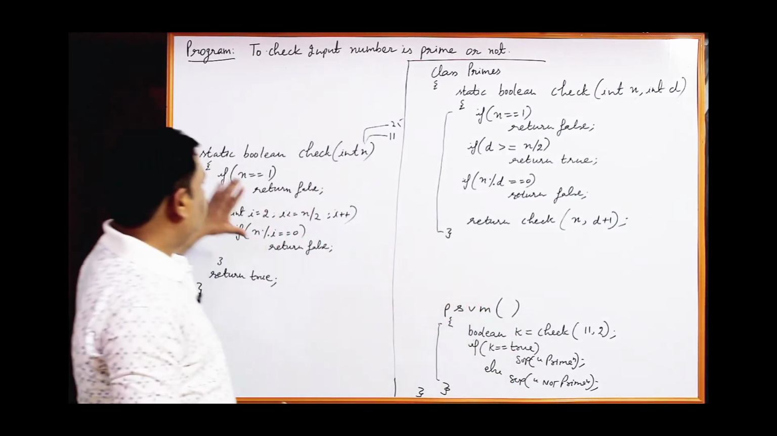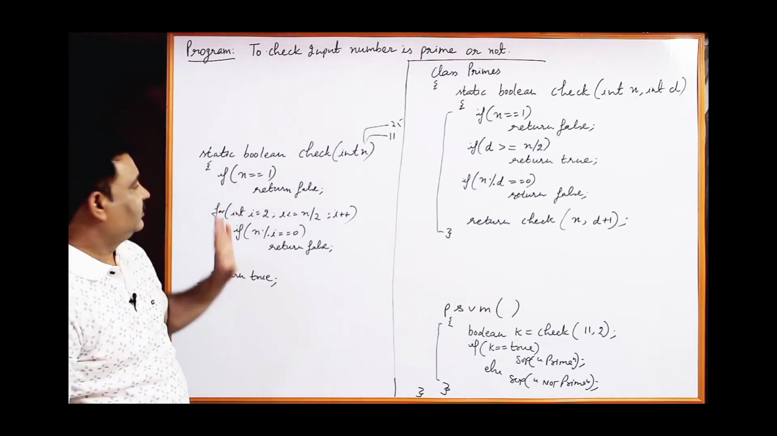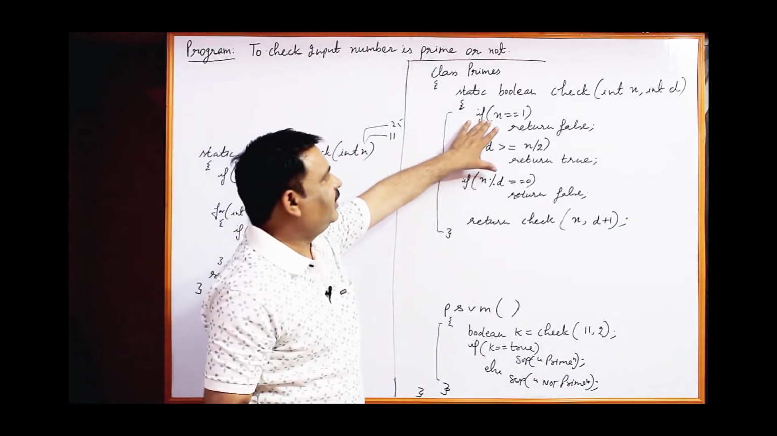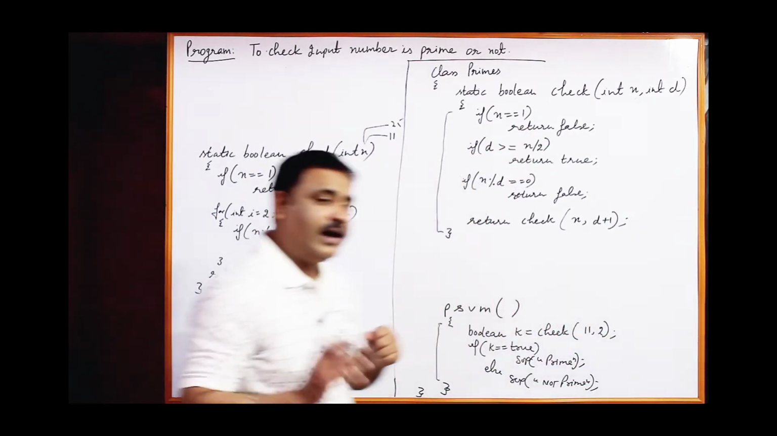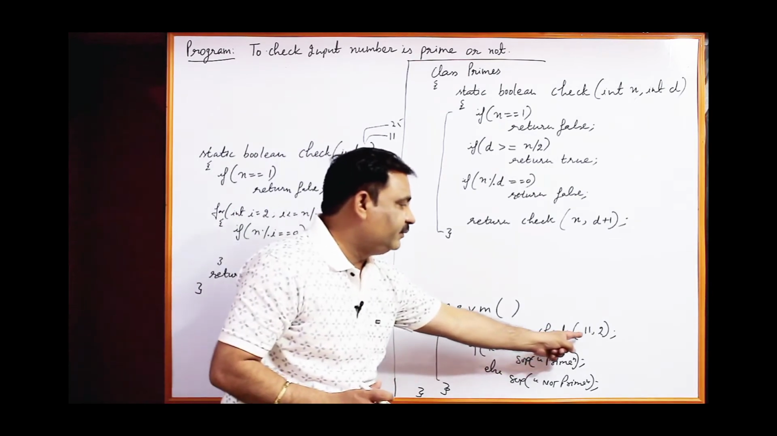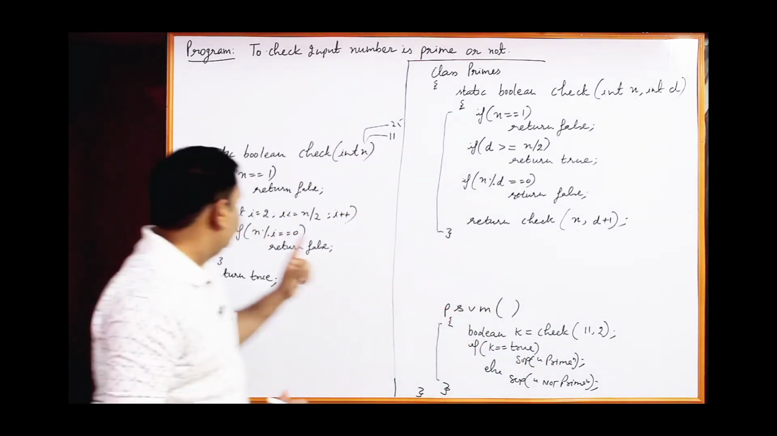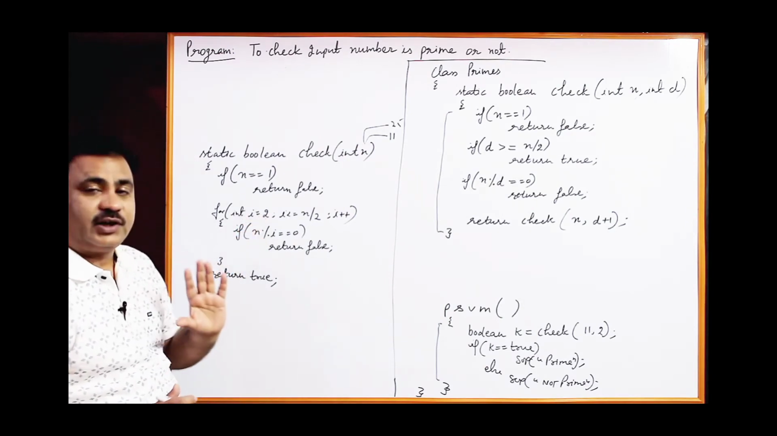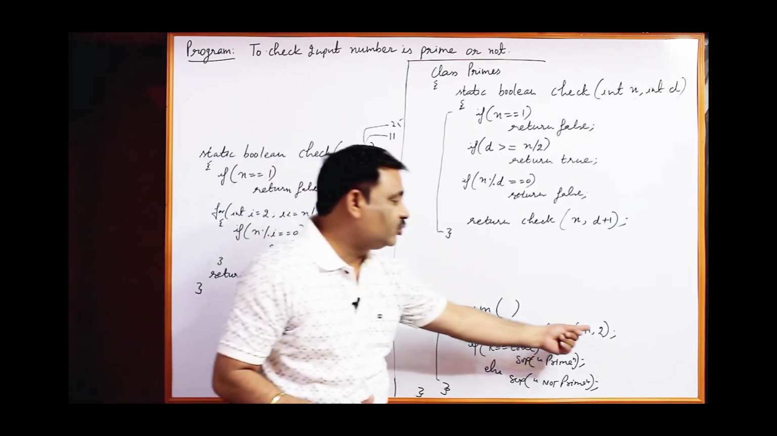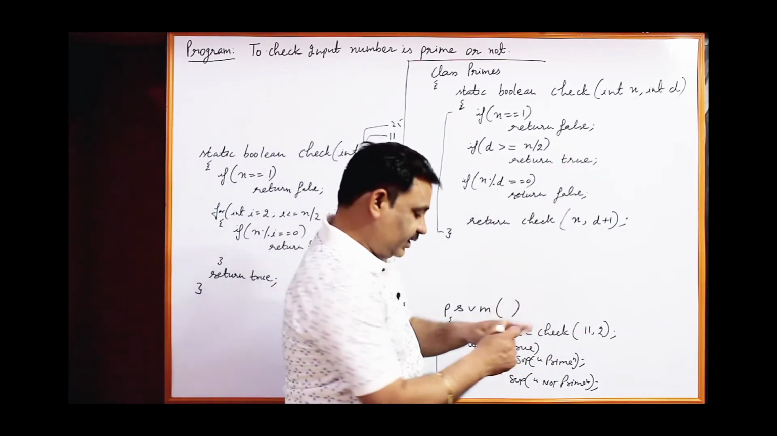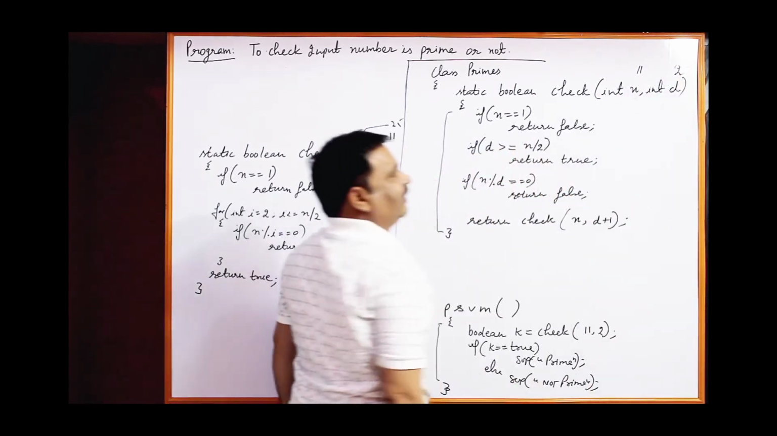So according to this logic, for 1 there is a special condition. Same condition I have put here. If n is 1, return false. So I am passing 11 comma 2. Why I have passed 2? 11 is a number which we have to check whether it is a prime or not. 2 is the divisor. From 2 we have to start whether the number is divided by 2, 3, 4 and so on. That's why we have to pass 2 from here. So 11 is the number and d is 2, divisor.